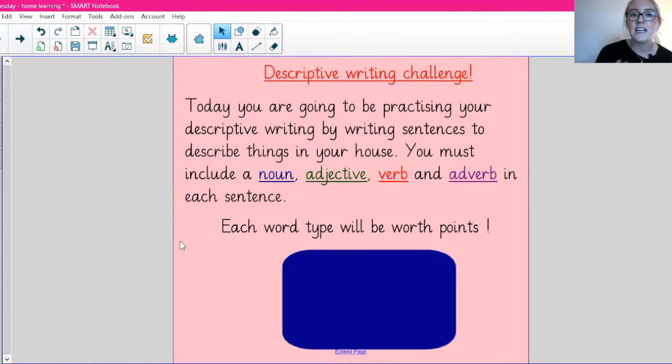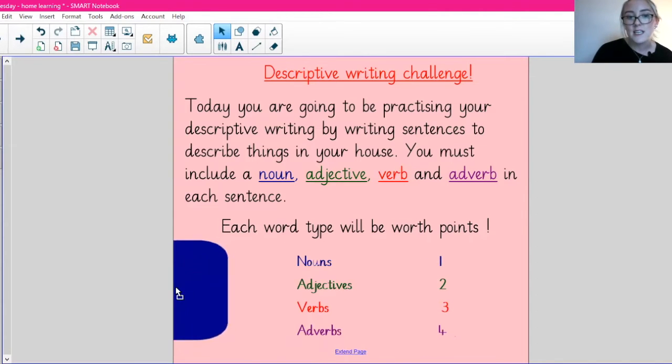So today's lesson, we're going to be doing a descriptive writing challenge. So it's something a little bit fun that we get to do together. We're going to be practicing our descriptive writing by writing sentences to describe things in the house. So in a minute, I'm going to send you off on an object hunt to grab some objects. They can be any random objects. And you're going to try and write sentences about those objects, including a noun, an adjective, a verb, and an adverb. Now, it's a challenge because each word type will be worth points.